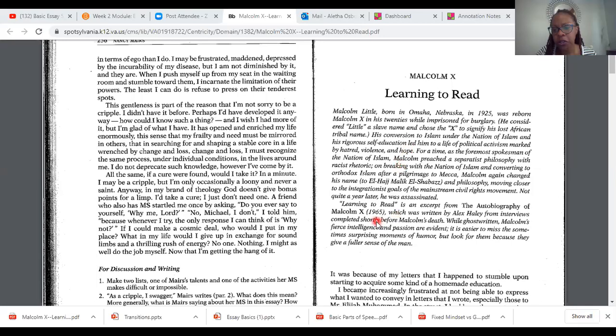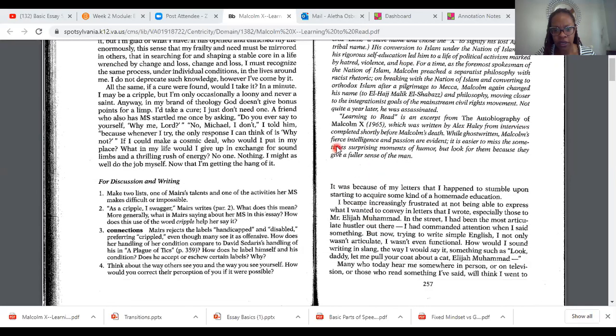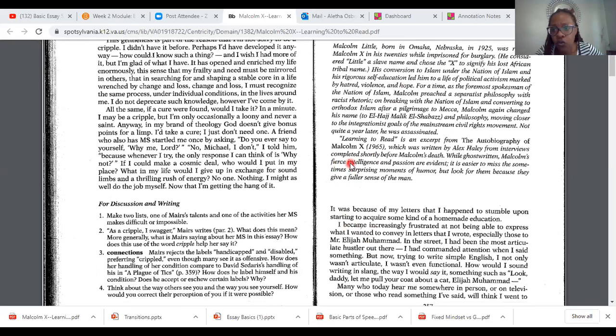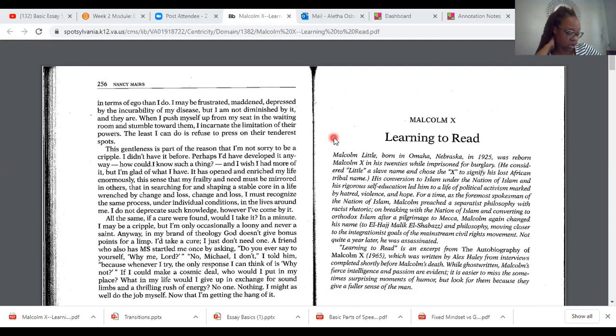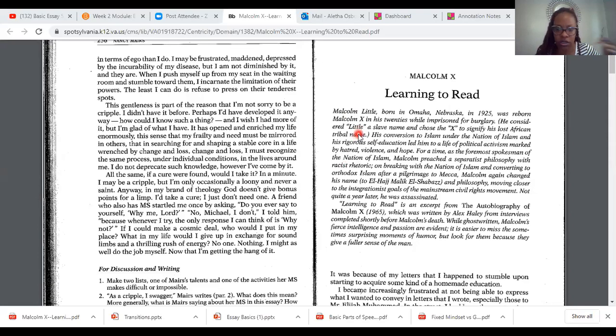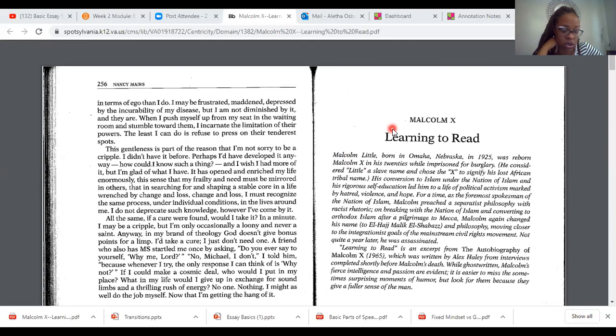Let's say we're reading the first paragraph and last paragraph. Let me do that. "It was because of my letters that I happened to stumble upon starting to acquire some kind of a homemade education." If you read that, what would you think this text is going to talk about? I know you guys have already read it a tad bit, but now that we, in retrospect, look at that first paragraph, right? Does it give us any foreshadowing of what this text is going to talk about?